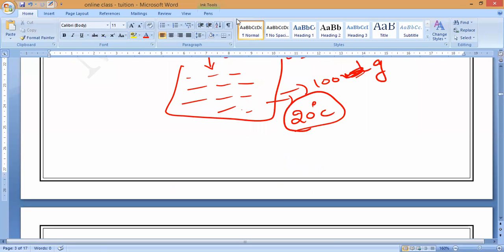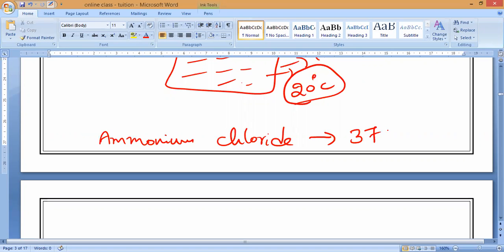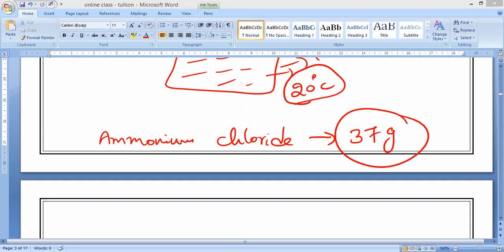Please respond to me. Now, for example, if we take another one, ammonium chloride, 37 grams is dissolving. Understand? Like that, sodium chloride, 36 grams. So at a given temperature, 20 degrees Celsius, different substances, that is, different solutes, dissolve in different amounts in water. Is it yes or no? The same amount of water.